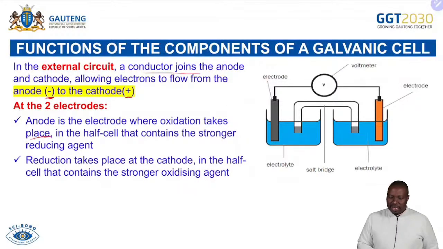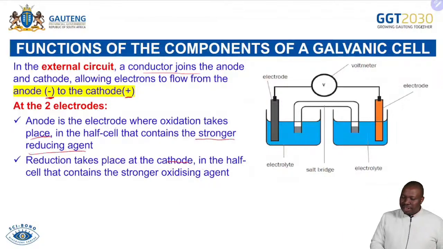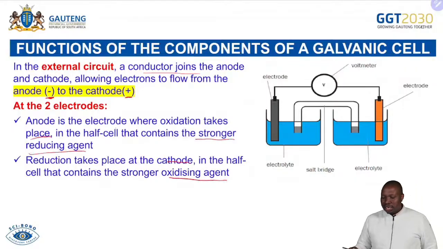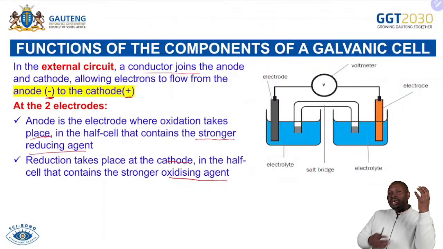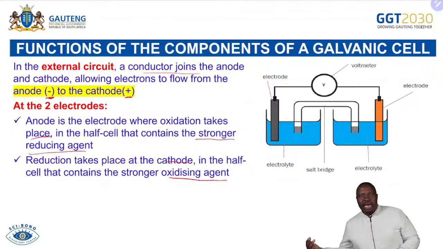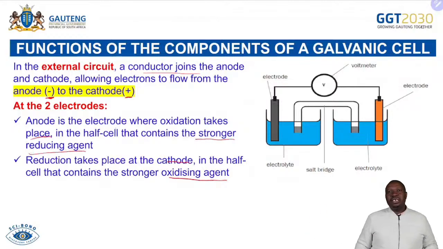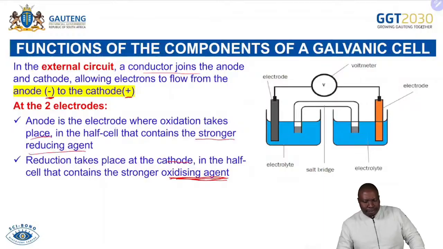At the anode, where oxidation takes place, we have the stronger reducing agent. At the cathode, where reduction takes place, we have the stronger oxidizing agent. So you are able to know that it's always a metal electrode inside its own metal ions, and the other metal inside its metal ions. On the cathode, we have the oxidizing agent. On the anode, we have the reducing agent.